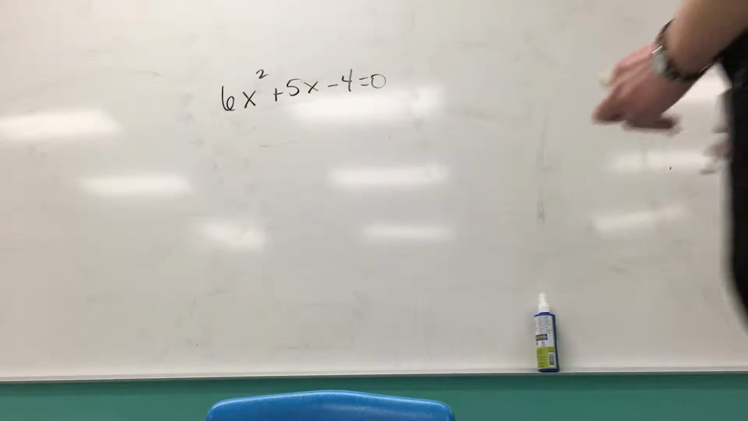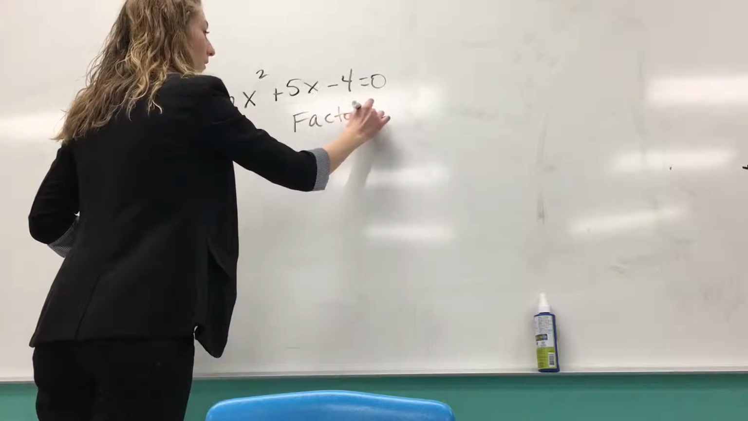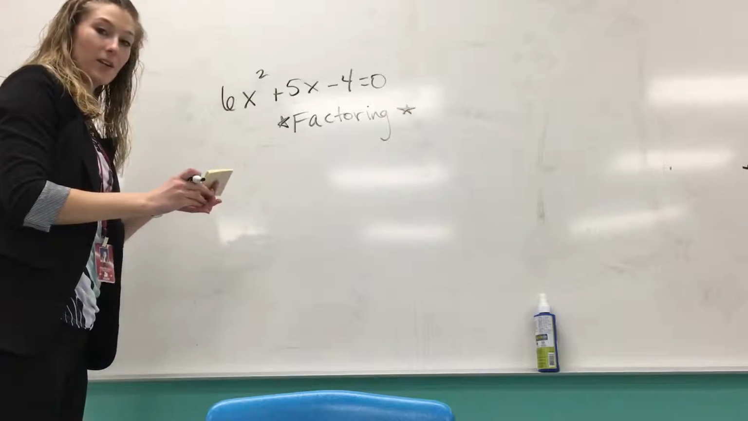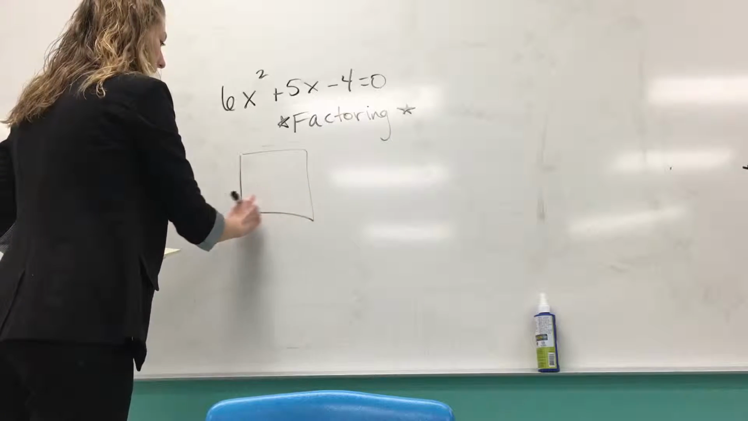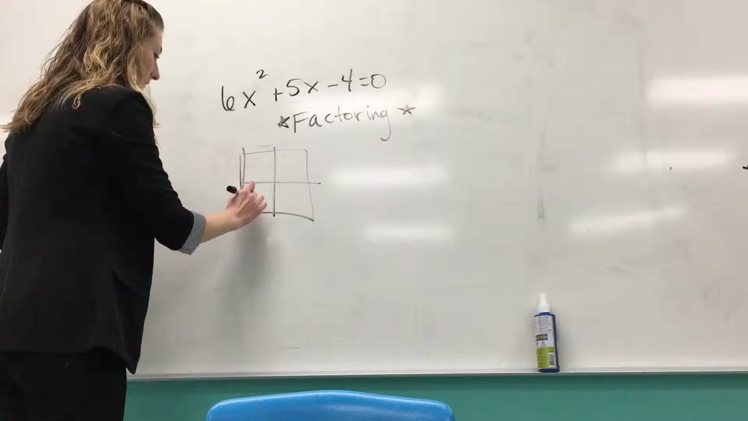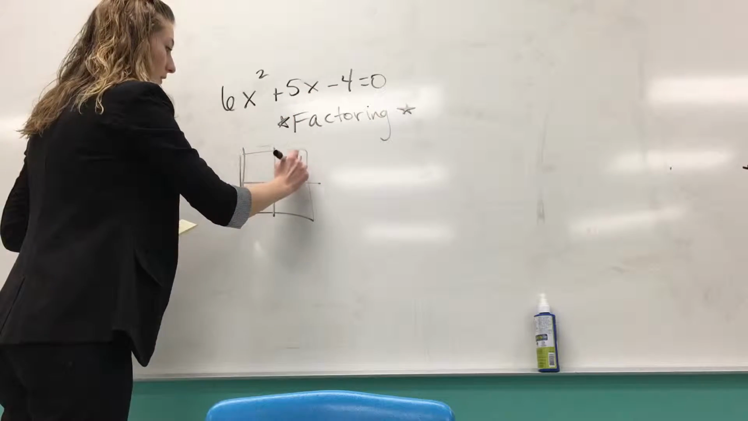Yep, that'll work. Okay, so this is factoring. This is, I think, hopefully the third question on that worksheet I gave you. So we're going to factor by using the generic rectangle and the diamond problem. So here is my rectangle. I'm going to put the 6x squared in the bottom left corner, the minus 4 in the top right corner.